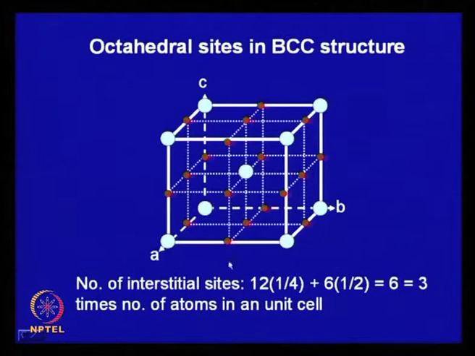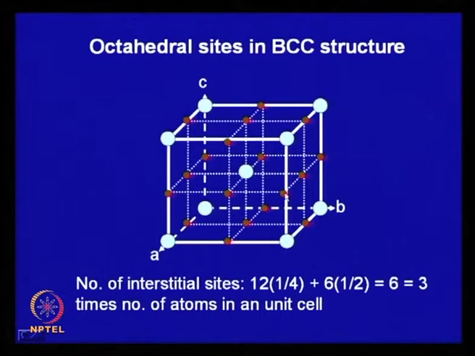And to recapitulate, look at this octahedral site we talked about in the last class. This is a body centered cubic structure. The main atoms are located at the corners of the cube, and the interstitial sites are at the edge centers and face centers. We calculated the number of interstitial sites in a unit cell, and how to calculate that is given here.